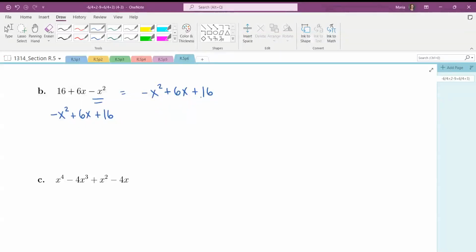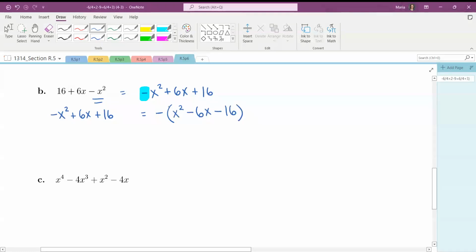You can definitely not pull out an x because the 16 doesn't have an x, and you may not see a number in common. However, we have talked about if your leading term, which is the first number out front, is negative, you want to pull out a negative sign. Okay, so I'm going to pull out a negative sign. That essentially is going to change the sign of everybody. So this is going to be positive x squared minus 6x minus 16.